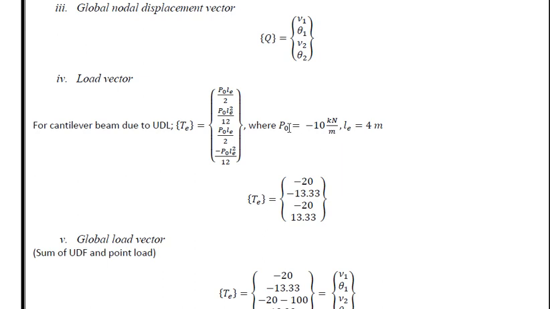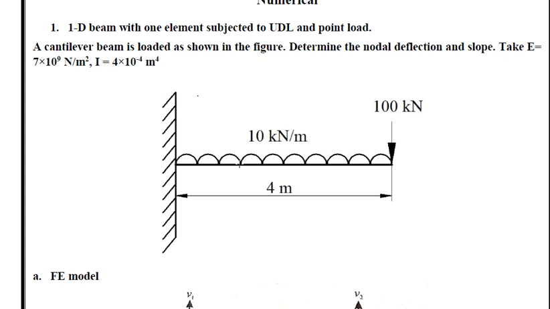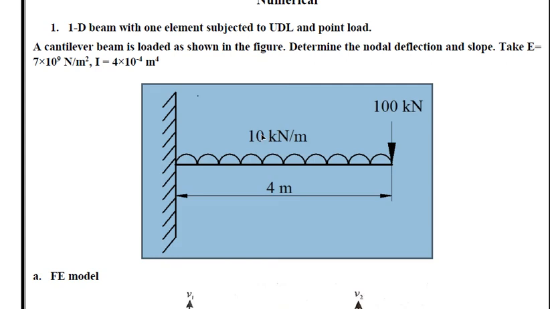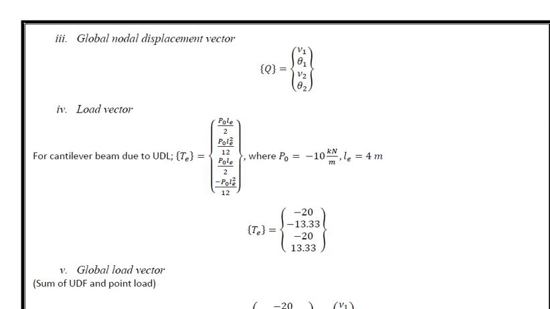Now in the given problem, UDL is 10 kilonewton per meter. It is applied downwards, which means it is going to tend the beam to deflect downwards. That is why we will take negative. This vertical concentrated load also we will take negative because it is going to bend the beam downwards. So the value of UDL will be minus 10 kilonewton per meter. Length of the element up to which UDL is applied is 4 meter.